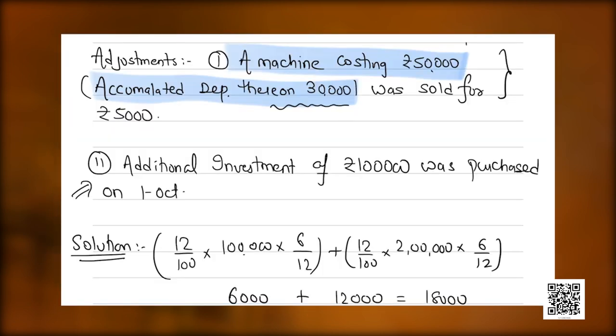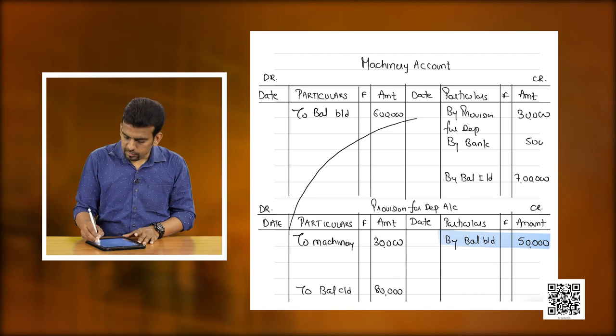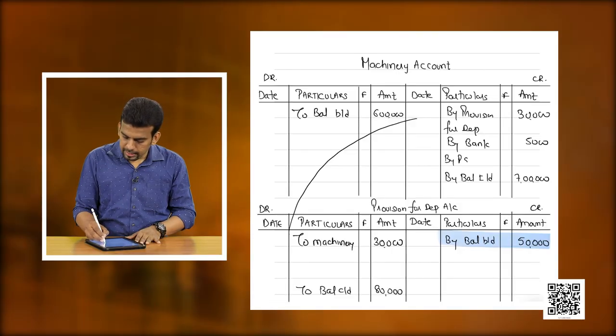You can see the depreciation charged on the sold part is 30,000. The accumulated depreciation is 30,000. Now it is sold for 5,000, a machine on which 30,000 depreciation is charged and the costing was 50,000. Now the book value is 20,000 and you sold it for 5,000. Rupees 50,000 machine, 30,000 depreciation, book value is 20,000, and you sold it for 5,000. That means the remaining is loss, that is 15,000.